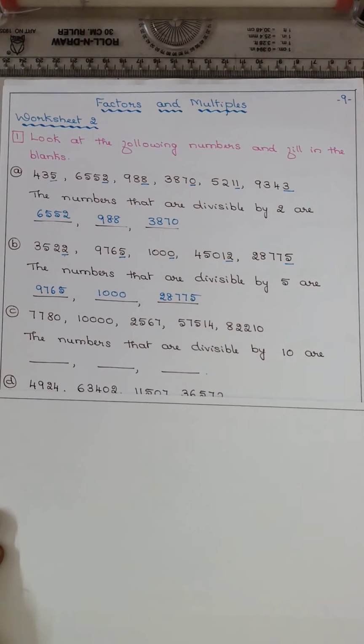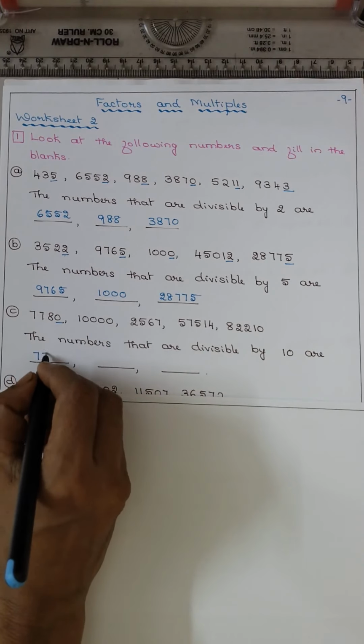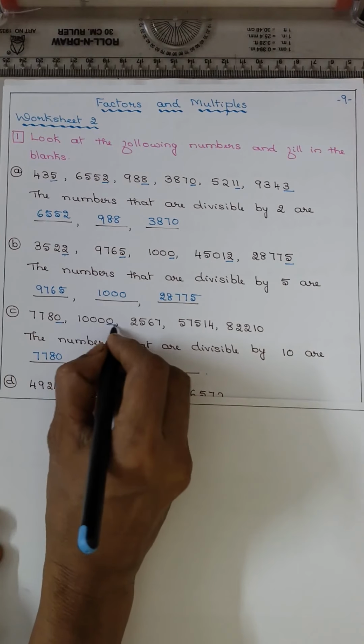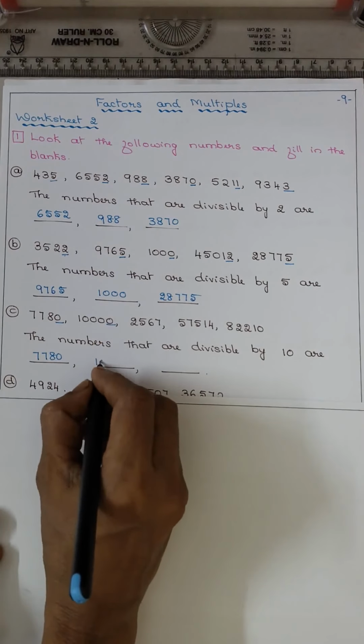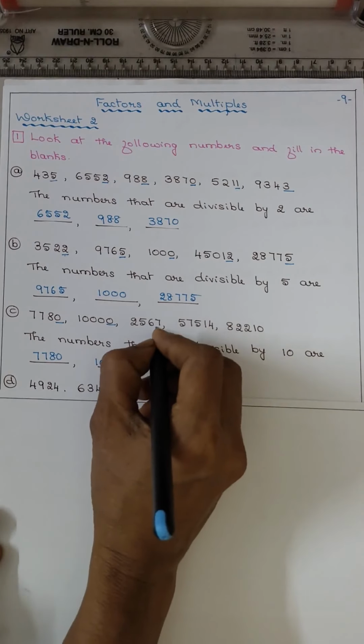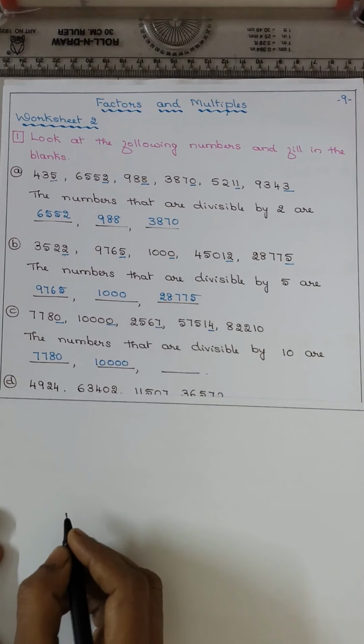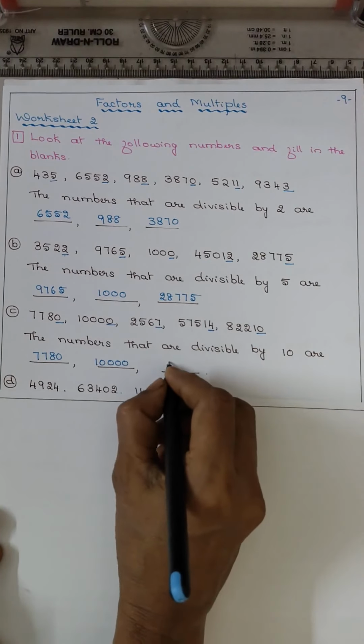Now coming to the numbers that are divisible by 10. The rule for 10: the number should end with 0. Yes. Here also ending with 0. Yes. The number is ending with 7. No. Ending with 4. No. Ending with 0. Yes.